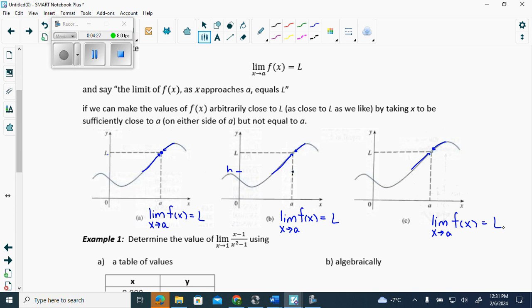If you notice, f of a for all of those is different. Like f of a has a different value. We don't care what f of a is. We care what it's approaching from the left and the right. That's what a limit is.